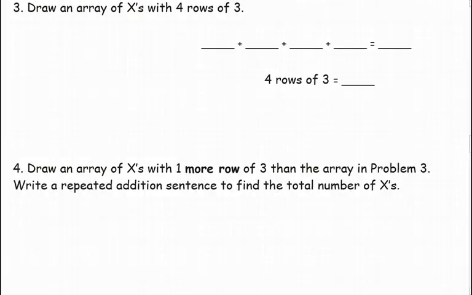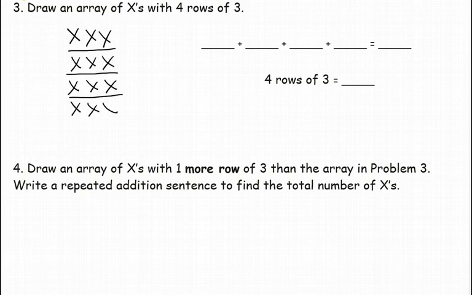Question 3 says to draw an array of X's with 4 rows of 3. So I'll start with one row of 3, and I'll continue until I have 4 rows of 3. And there's the array that matches that, 4 rows of 3. So my repeated addition problem would be 3 plus 3 plus 3 plus 3. To find the total, I can combine my 3's. 3 and 3 is 6. 3 and 3 is 6. 6 plus 6 is 12. So 4 rows of 3 is 12 altogether.